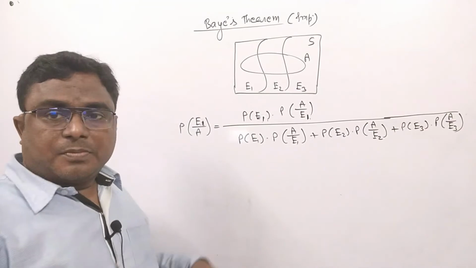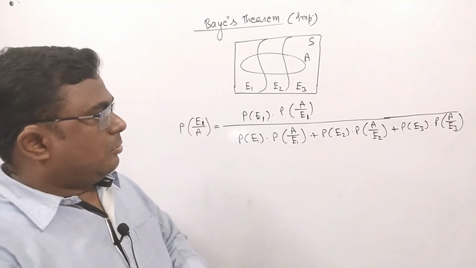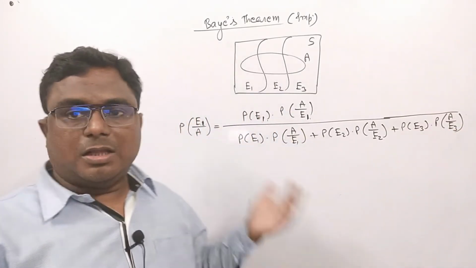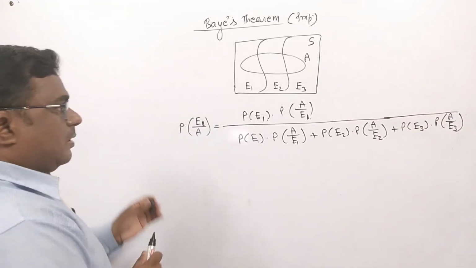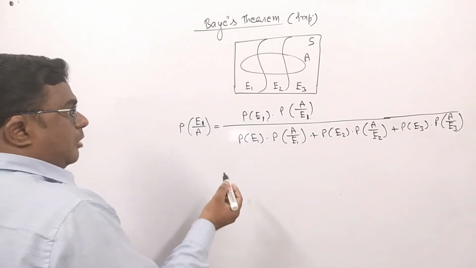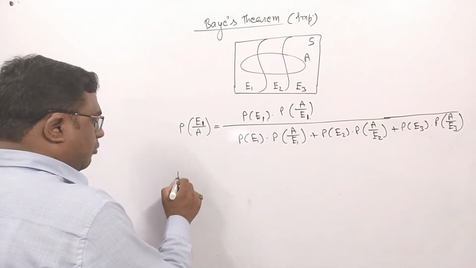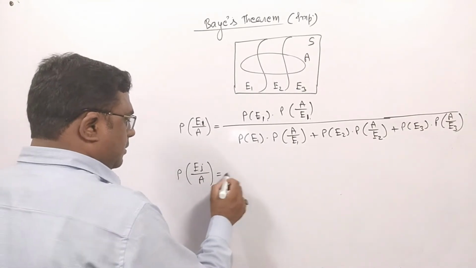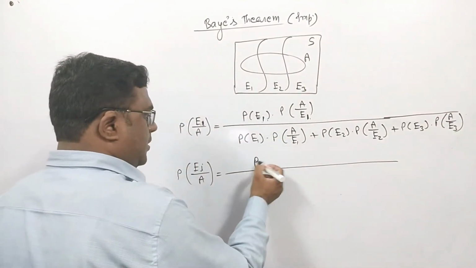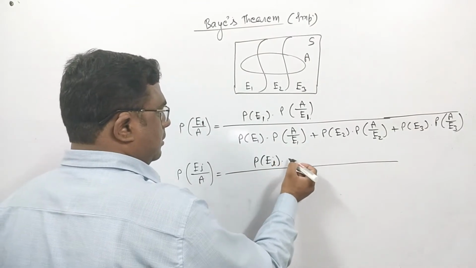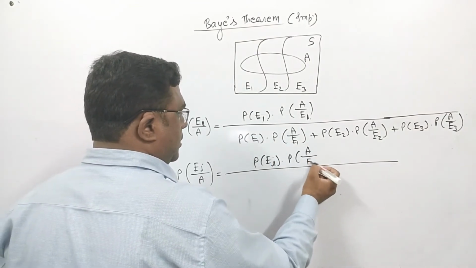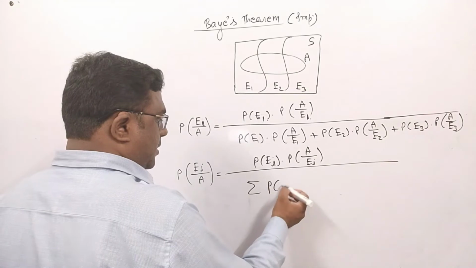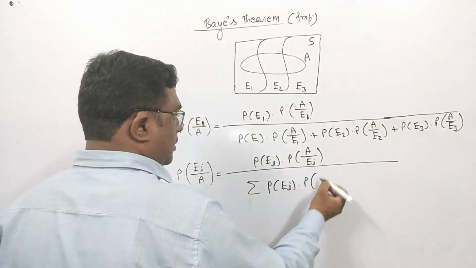Okay, if there are 4 partitions, then in the same way you will have to add one more term in the denominator, and nothing will change in the numerator. Okay, if we want to write down this theorem in general form, then how will I write? P(Ei upon A) is equal to P(Ei) P(A upon Ei), and here summation of P(Ei) into P(A upon Ei).